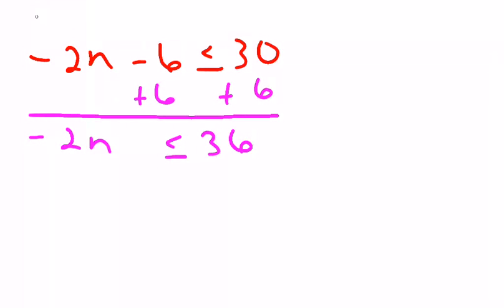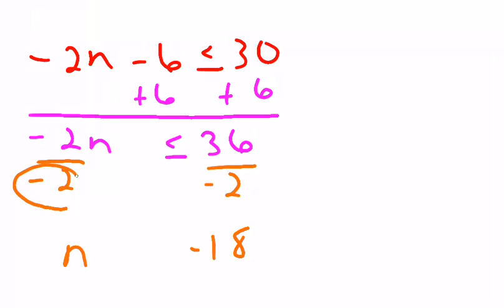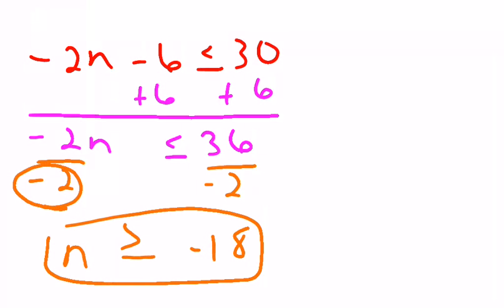Last but not least, we need to divide by a negative 2. Now here we get n, here we get negative 18. But anytime I actually physically multiply or divide by a negative, my sign flips directions. So our answer is n is greater than or equal to negative 18.